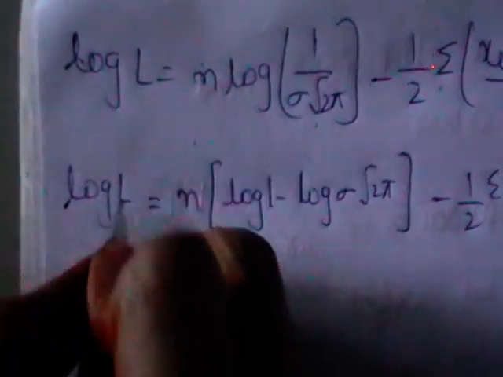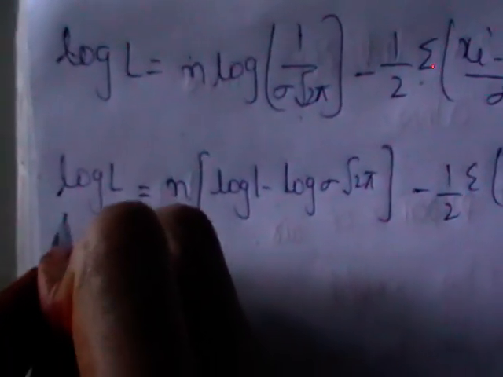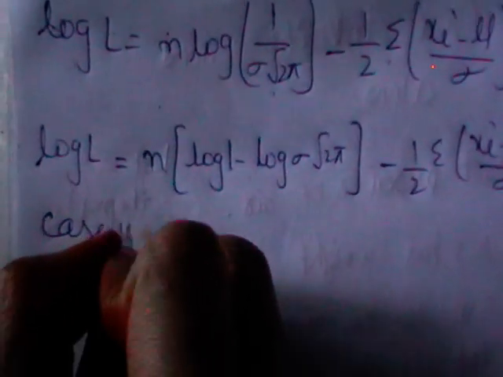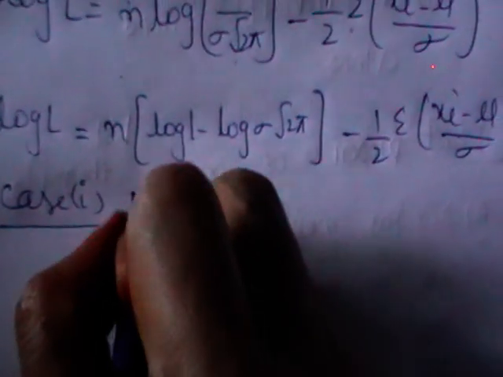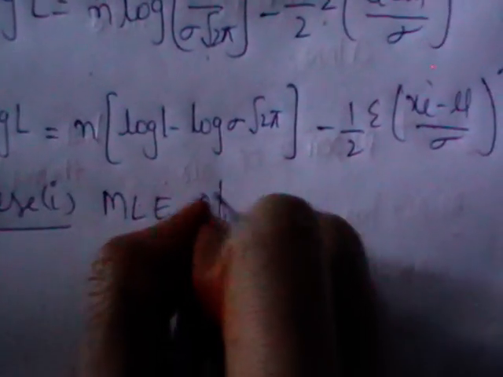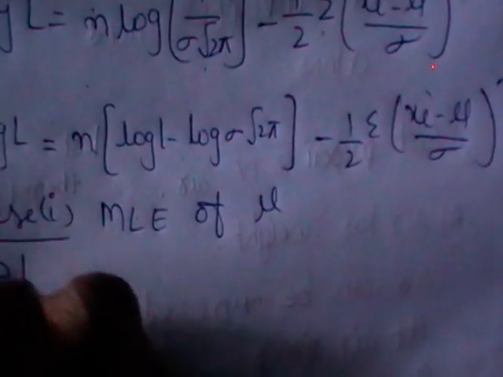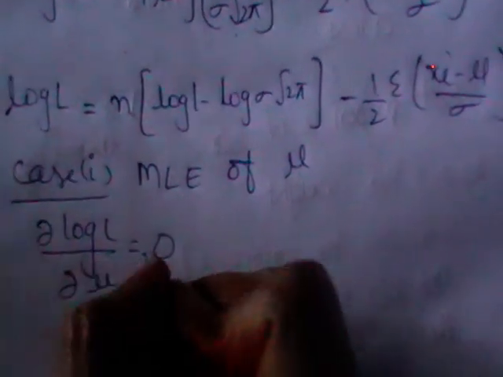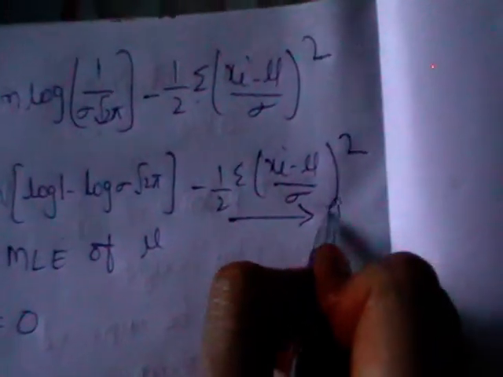So, the question here is to find out the MLE for mu as well as the MLE for sigma square. So, we are going to get two cases. In the first case, we are going to find out the MLE of mu. In that case, you should differentiate dou log L by dou mu and equate it to 0 to find out the MLE. For the MLE of sigma square, dou log L by dou sigma square equals 0. So, dou log L by dou mu, let us find out. This is log L, no? Let us name this as equation 1.